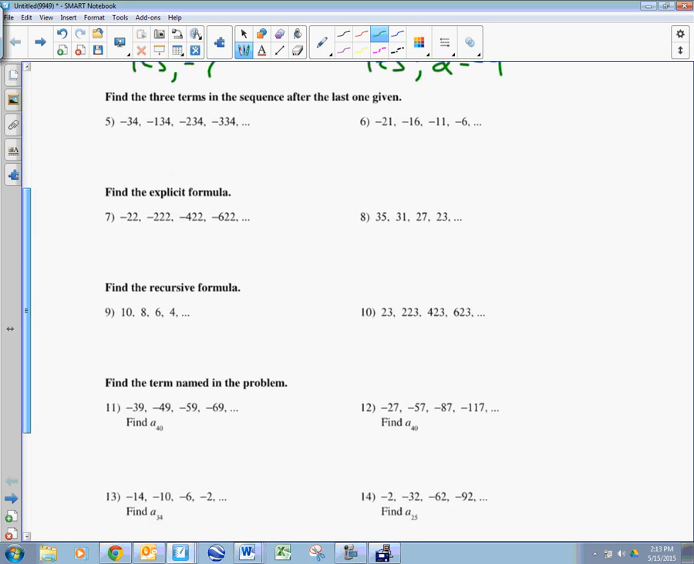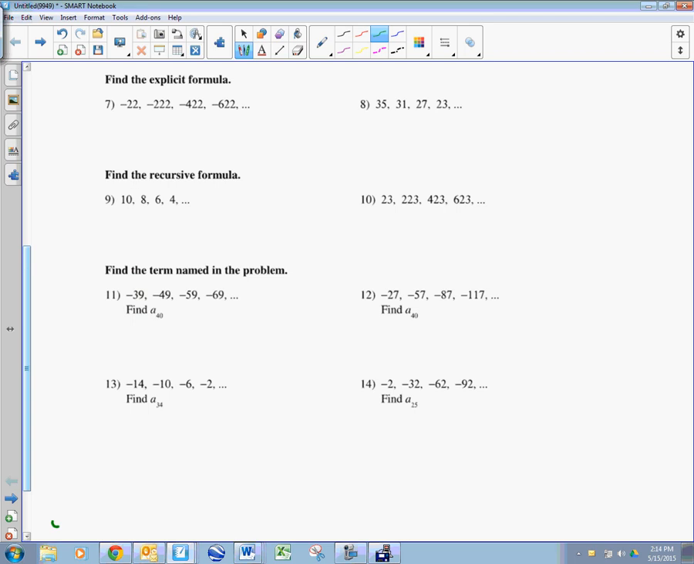Find the 3 terms in the sequence after the last one is given. So first of all, is it arithmetic? Yeah, it's -100. And so what are the next 3 terms? Do the next one. Go. Got it?